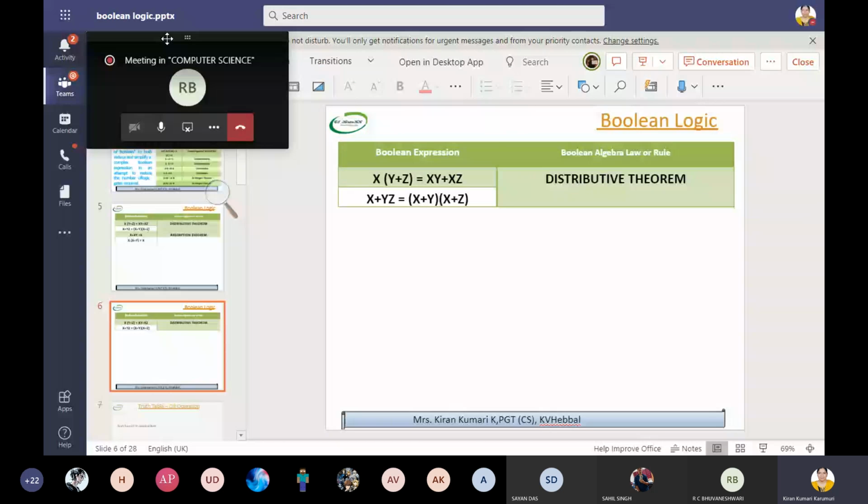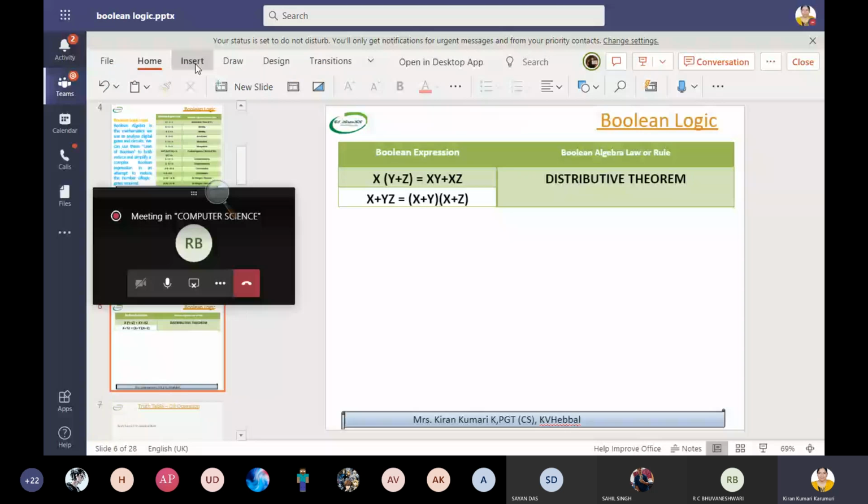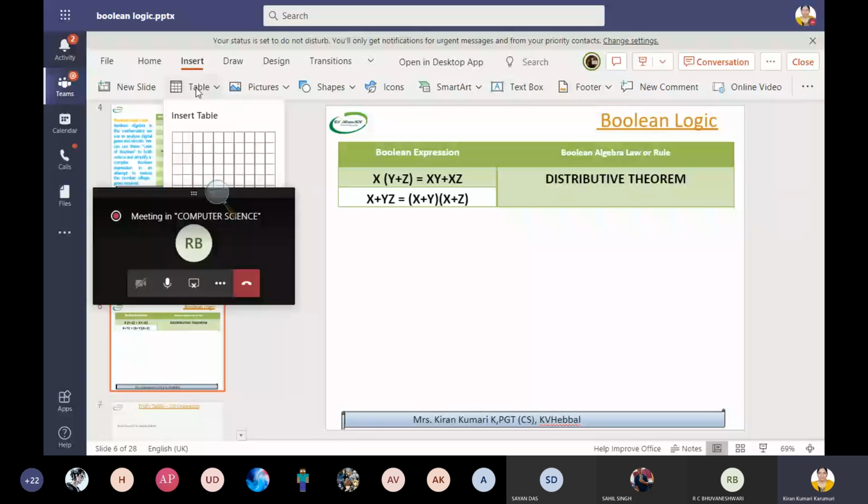Truth table. So now how many variables are we having? 3 variables. 3 variables means how many combinations should we get? 8 combinations. So we need y plus z, we need xy, xz, x plus.